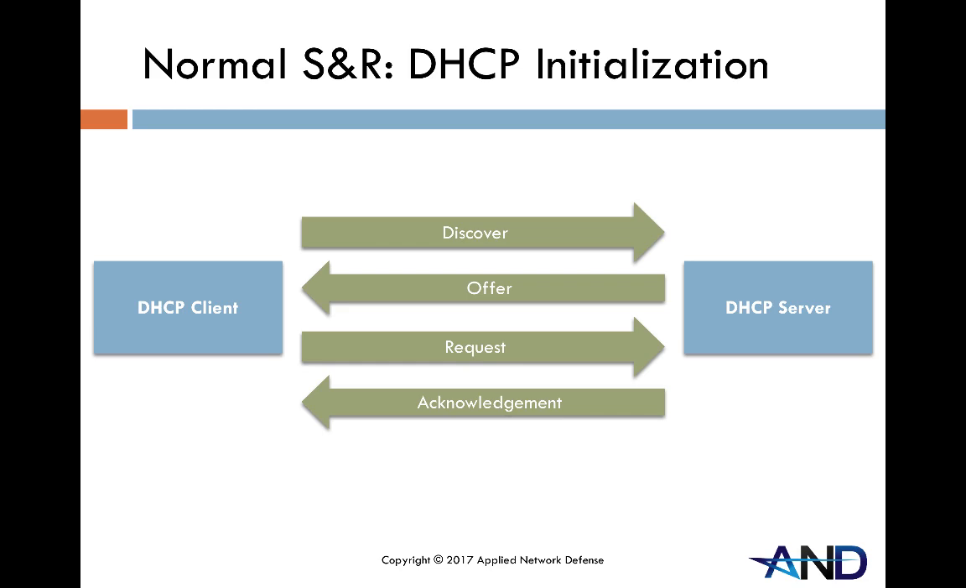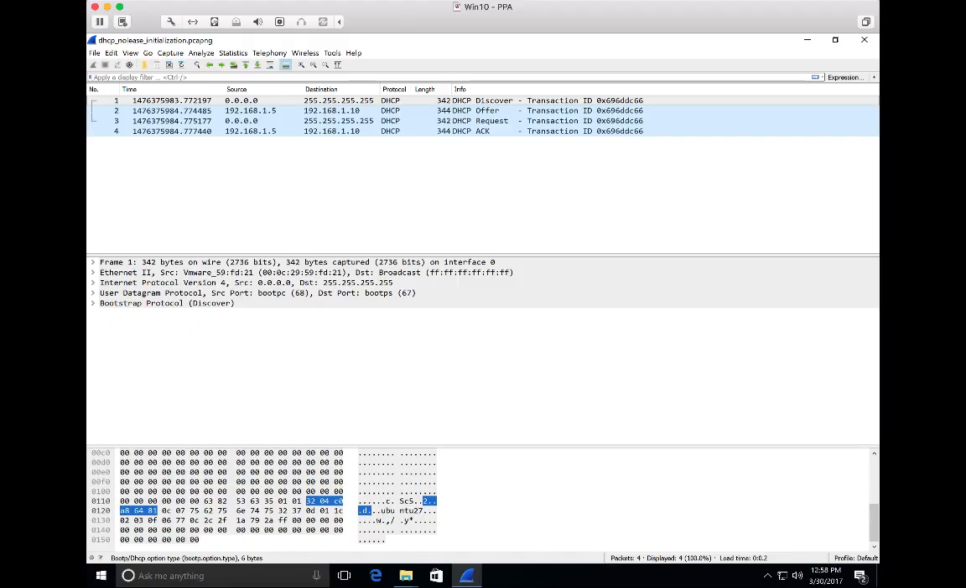So we have this process of discover, offer, request, acknowledgement, and we can remember that very simply with the acronym DORA, D-O-R-A. And that's going to allow the client to start communicating on the network and receive that DHCP assigned address, a DHCP initialization. I've switched over to Wireshark now, and I've opened up a file called DHCP NoLease Initialization.pcapng, and this packet capture is going to show you exactly what we just talked about, that 4-step DORA process.